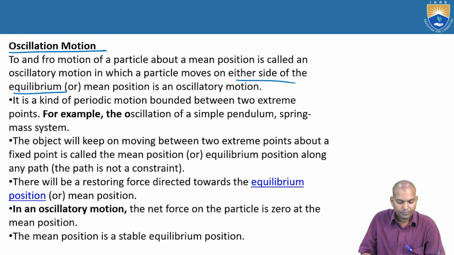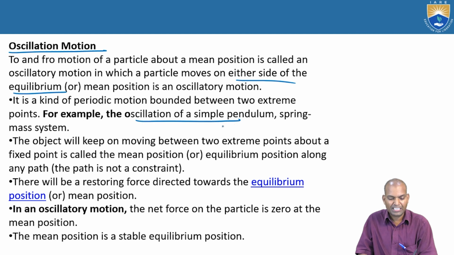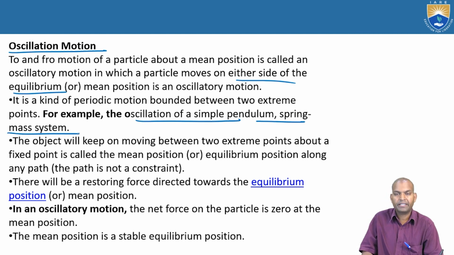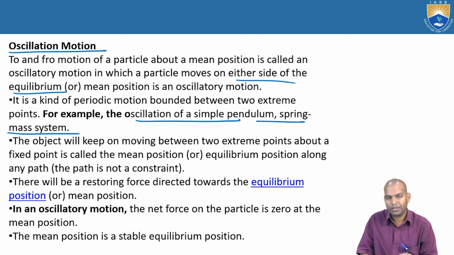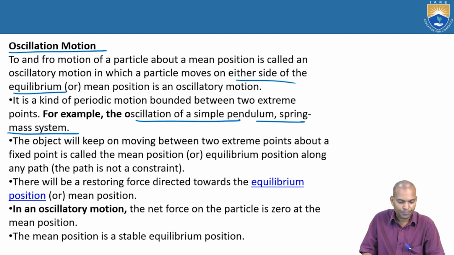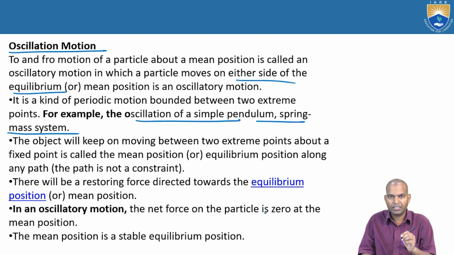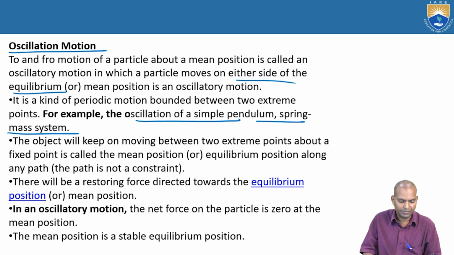Now here, in order to explain this oscillatory motion, we are considering two things. One is the spring mass system, another one is the simple pendulum. Now, one more thing is, what is the equilibrium position? The equilibrium position is the position where the system is under stable condition. After giving initial displacement, the system starts oscillating or moving to and fro with respect to the equilibrium position. That is the reference line.